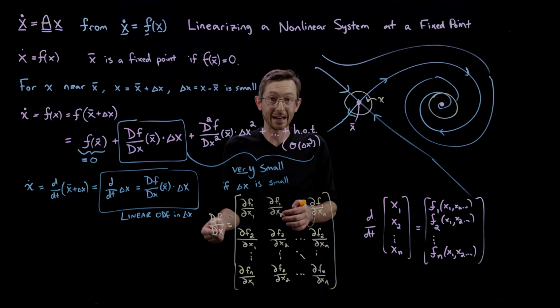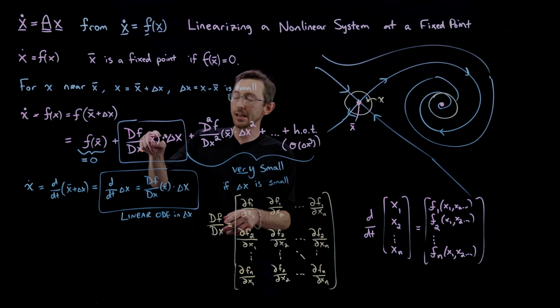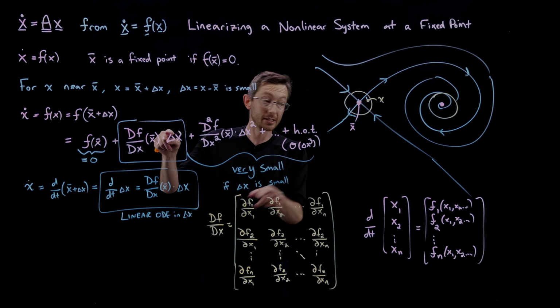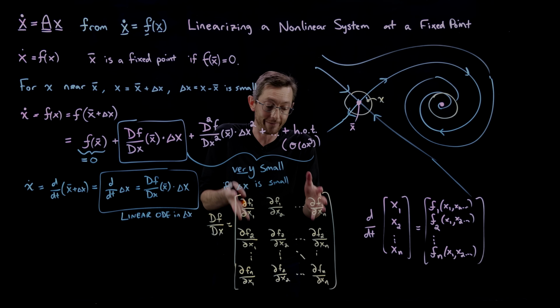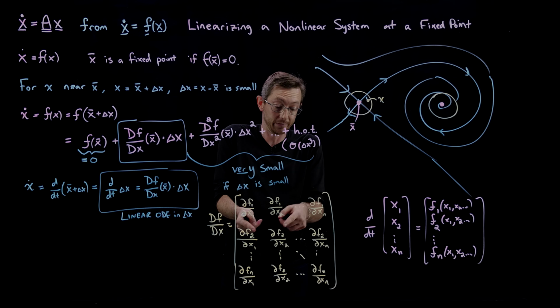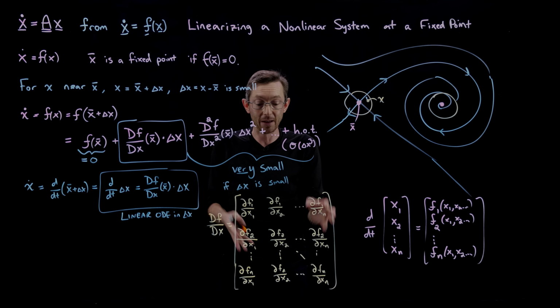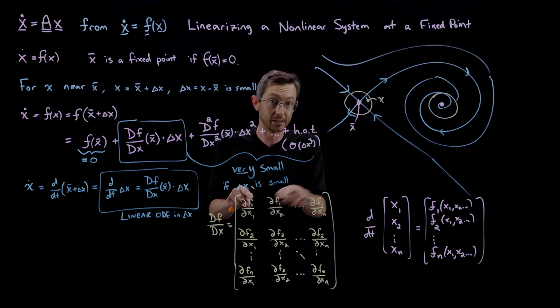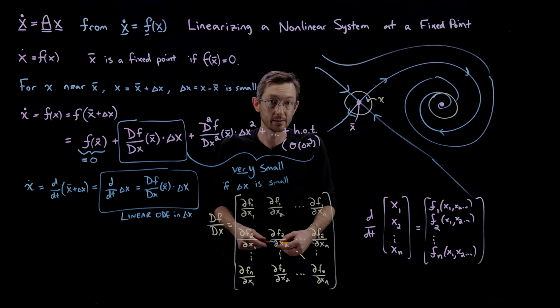This is df dx. This is called the Jacobian matrix. Very, very important. And here these are all functions now. These were functions, and so their derivatives are functions. This is a matrix of functions. Here we're going to evaluate this at our fixed point x bar, and this is going to turn into a matrix of numbers. These are all going to be numbers when I plug x bar into all of these equations. Okay, so that's what I mean by df dx.